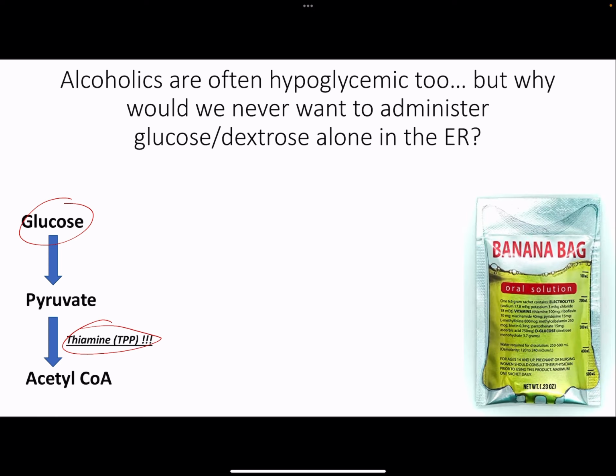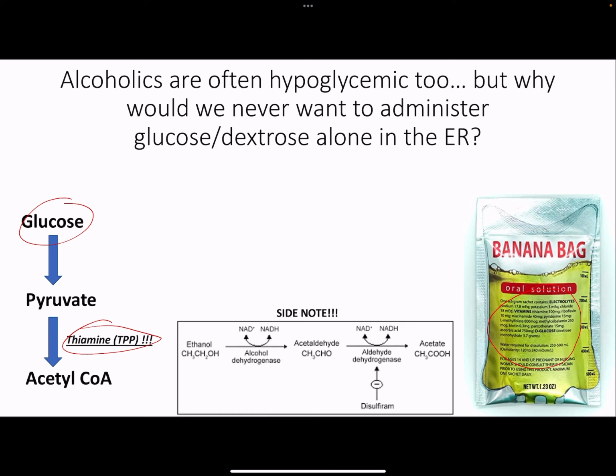So what we do is we give people a banana bag IV, which has lots of electrolytes and sugars, but it's also going to have thiamine in here. Somewhere in here it says thiamine, or it should. Take my word for it, thiamine is something we give them. It's a banana bag.